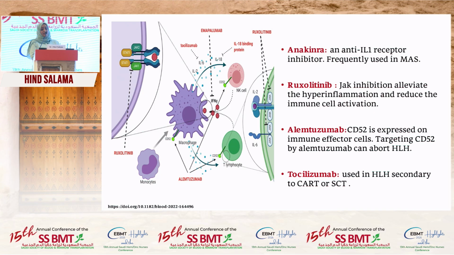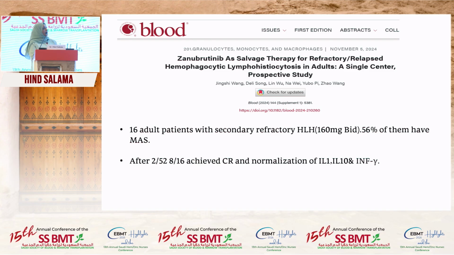HLH, secondary HLH. Ruxolitinib recently started to be used also because of the role of STAT activation in HLH. Alemtuzumab only in refractory cases and in conditioning chemo for transplant. Tocilizumab has very limited role in HLH beyond the CRS secondary to CAR-Ts and bispecifics. Zanubrutinib, this is in ASH 2024.